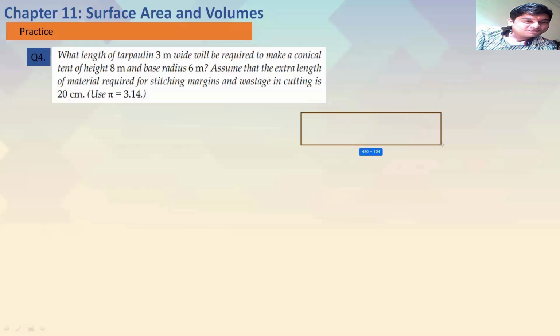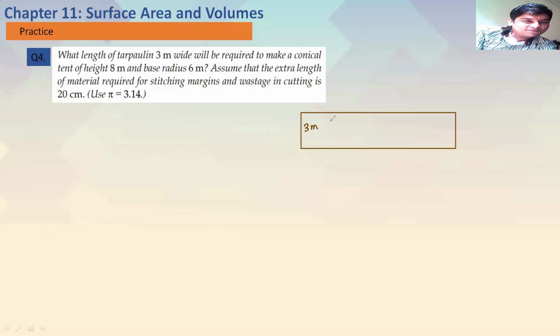Similar kind of a question. This time we have tarpaulin. You know what tarpaulin is, right? Yes, sir. It's like a mat. Yes. It is used to cover things to protect them from rain, right? Yes, sir. And sometimes tents are also made. Yeah, actually tents are made using tarpaulin as well. Pandals are made using tarpaulin, right? Yes, sir. Okay. So this tarpaulin has length 3 meter.